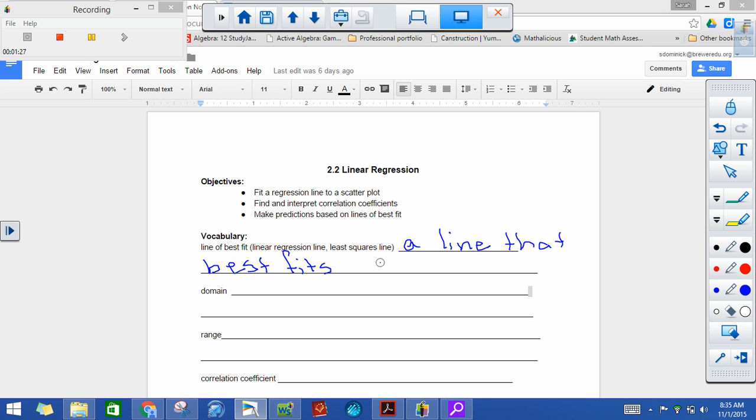I'm going to say the data points, which is the same thing. Hopefully you write smaller than I do on this. Data points on a scatter plot. I don't know if you remember what a scatter plot is from way back in the day. Here's an example of a scatter plot up here.